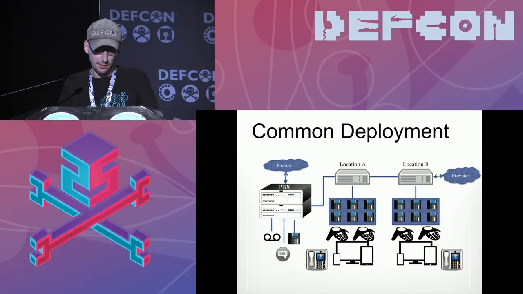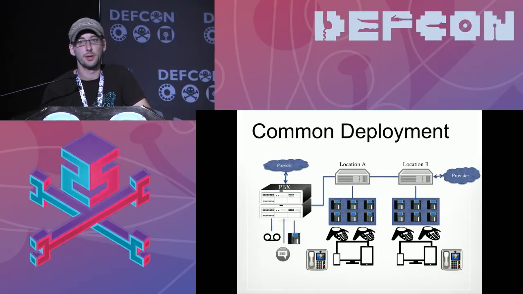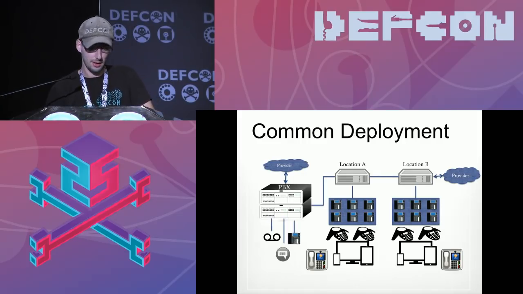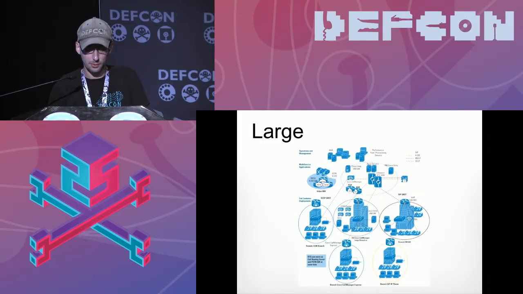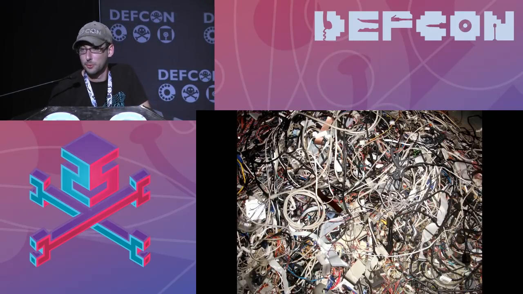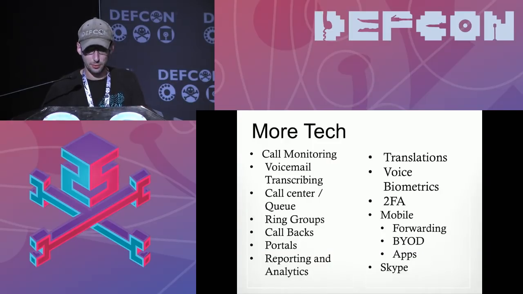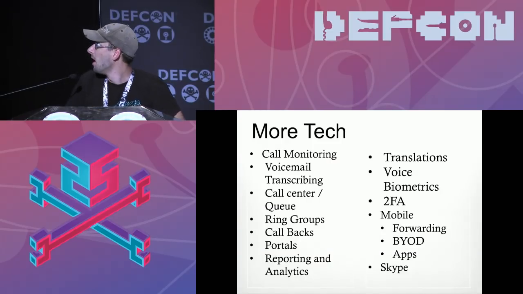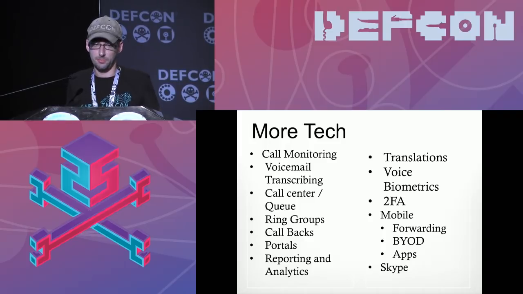This is a more common deployment, and you just have more stuff, basically. You have a ton more user agents, and your unified communications is all tying into each other. You can see you've got two locations, location A, location B. You can pass calls through them and your provider. So you've got voicemail, all of these things. And then your large deployment looks like that, right? You have redundancy, failovers, and a whole bunch of other things, which really looks like this. Nobody knows what it looks like, but you have call monitoring, transcribing, all of those. Voice biometrics is interesting, and people use it for two-factor authentication, and they really use telephone numbers for a whole bunch of things.